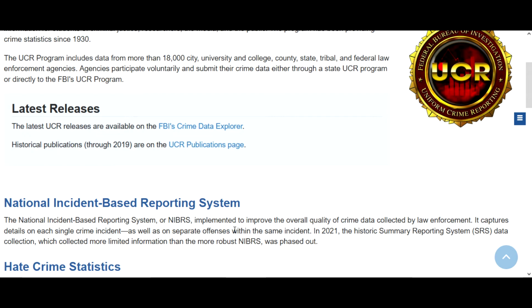brief potential trigger warning, I do want to let people know I am going to talk about rape statistic information here. So if this is a sensitive subject for you, skip forward like a minute.